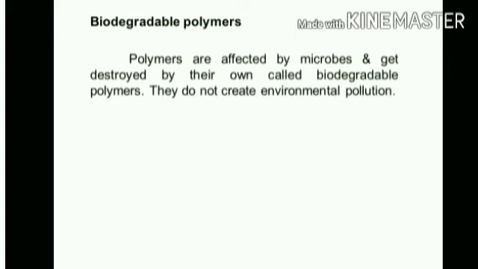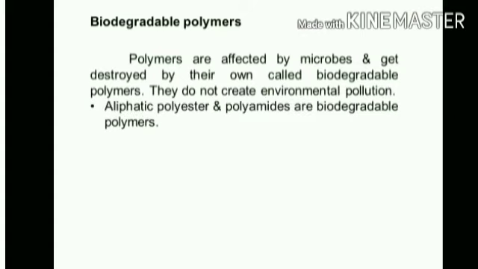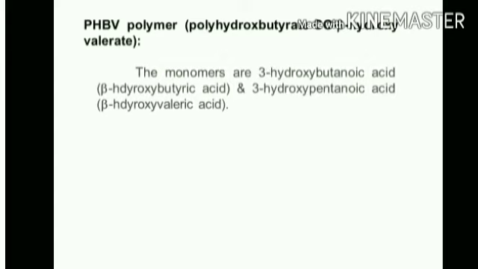They do not create environmental pollution. Aliphatic polyesters and polyamides are the biodegradable polymers. Examples: PHBV, nylon 2-nylon 6, etc. Now first, PHBV polymer, poly-beta-hydroxybutyrate-co-beta-hydroxyvalerate. The monomers are 3-hydroxybutanoic acid and 3-hydroxypentanoic acid.